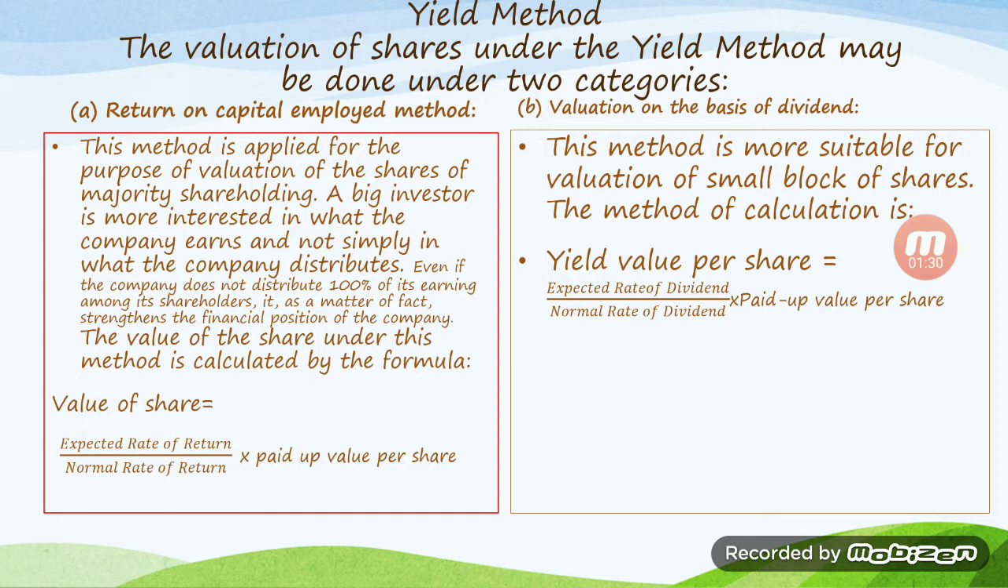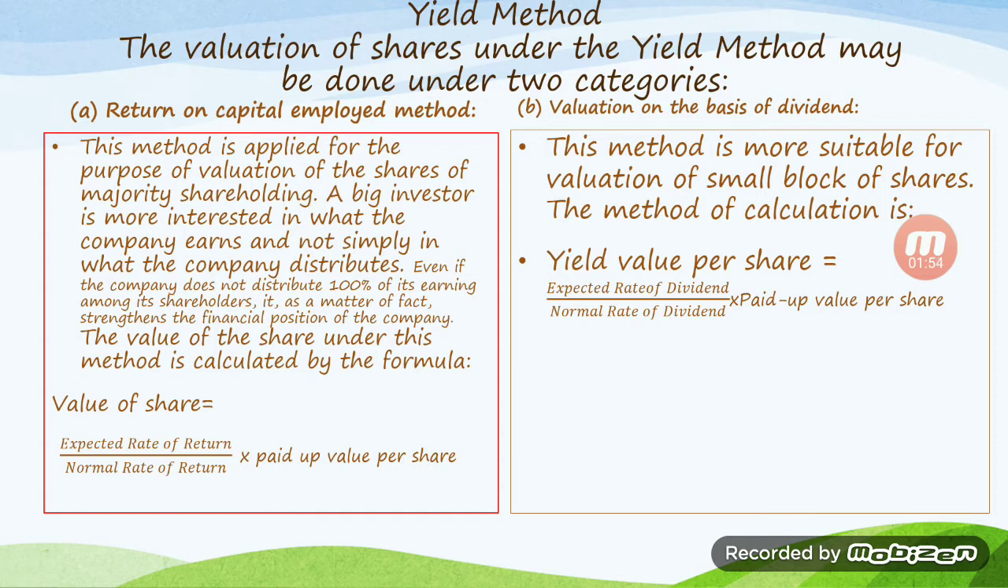Suppose the equity share face value is 100 rupees, but so far the company has called only 80 rupees and the shareholders have paid 80 rupees per share. Then we must take only 80 rupees for the calculation, not 100 rupees. So the paid up value per share is to be taken, not the face value of the share, not the called up amount, only the paid up value.